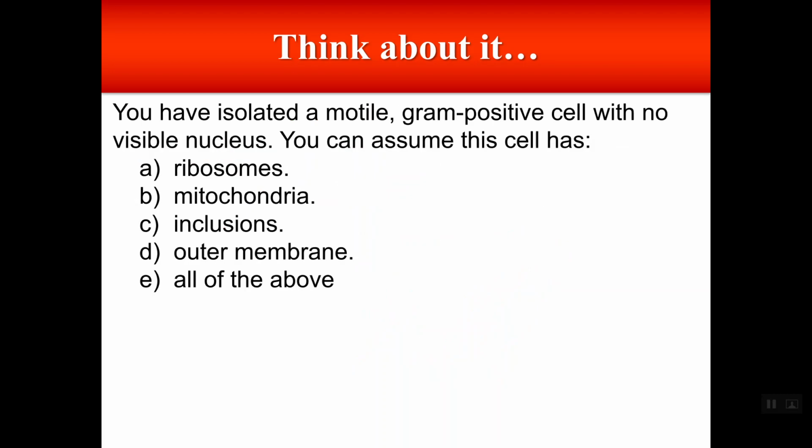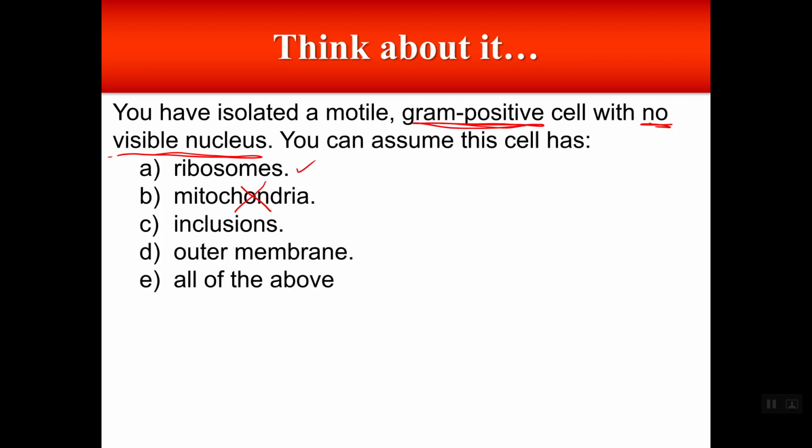Okay, you have isolated a motile gram-positive cell with no visible nucleus. You can assume this cell has what? Well, ribosomes. We're going to find ribosomes in all cells because they're associated with protein synthesis. So that is a viable candidate. Mitochondria are associated with eukaryotic cells, and we just saw that this is a gram-positive cell with no visible nucleus. If there's no nucleus, it is definitely not a eukaryotic cell, and it definitely won't have mitochondria.